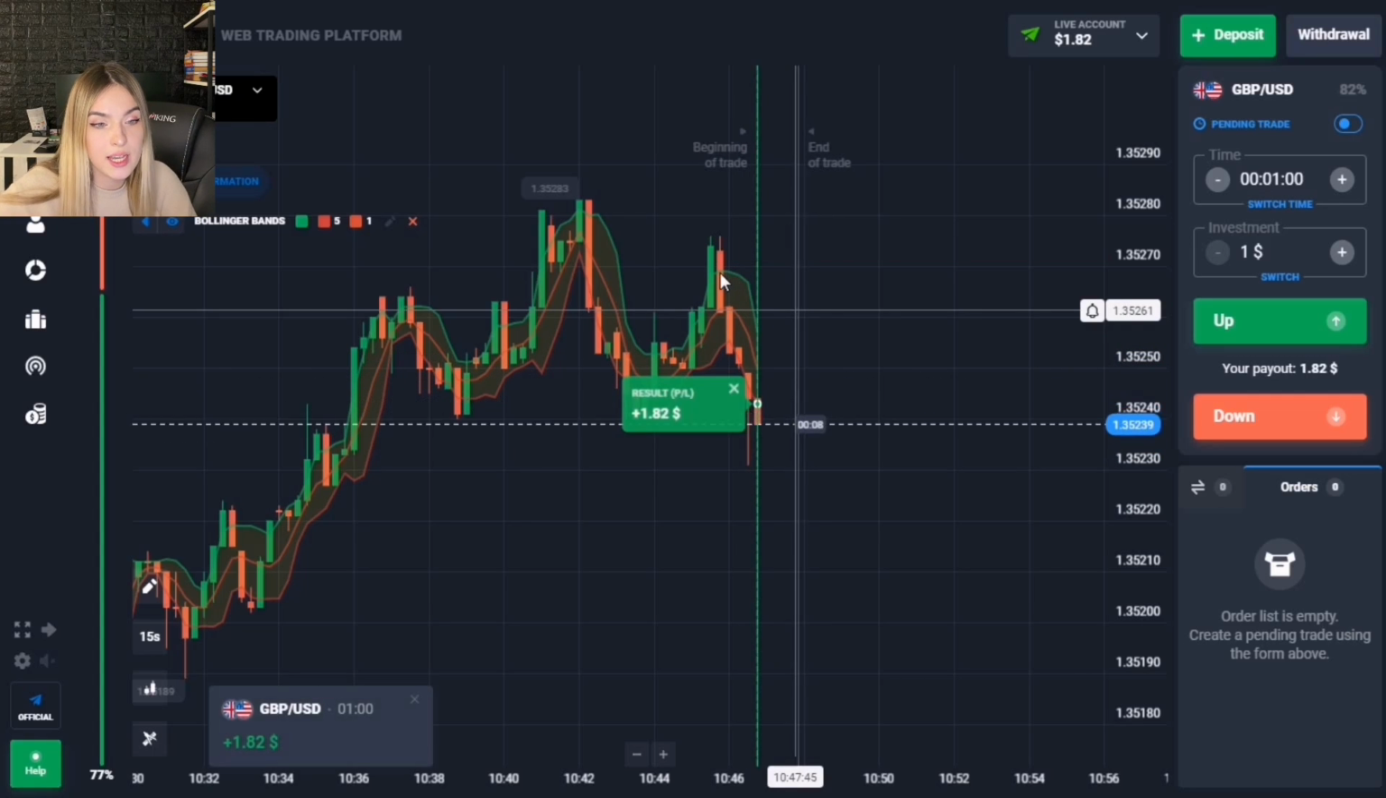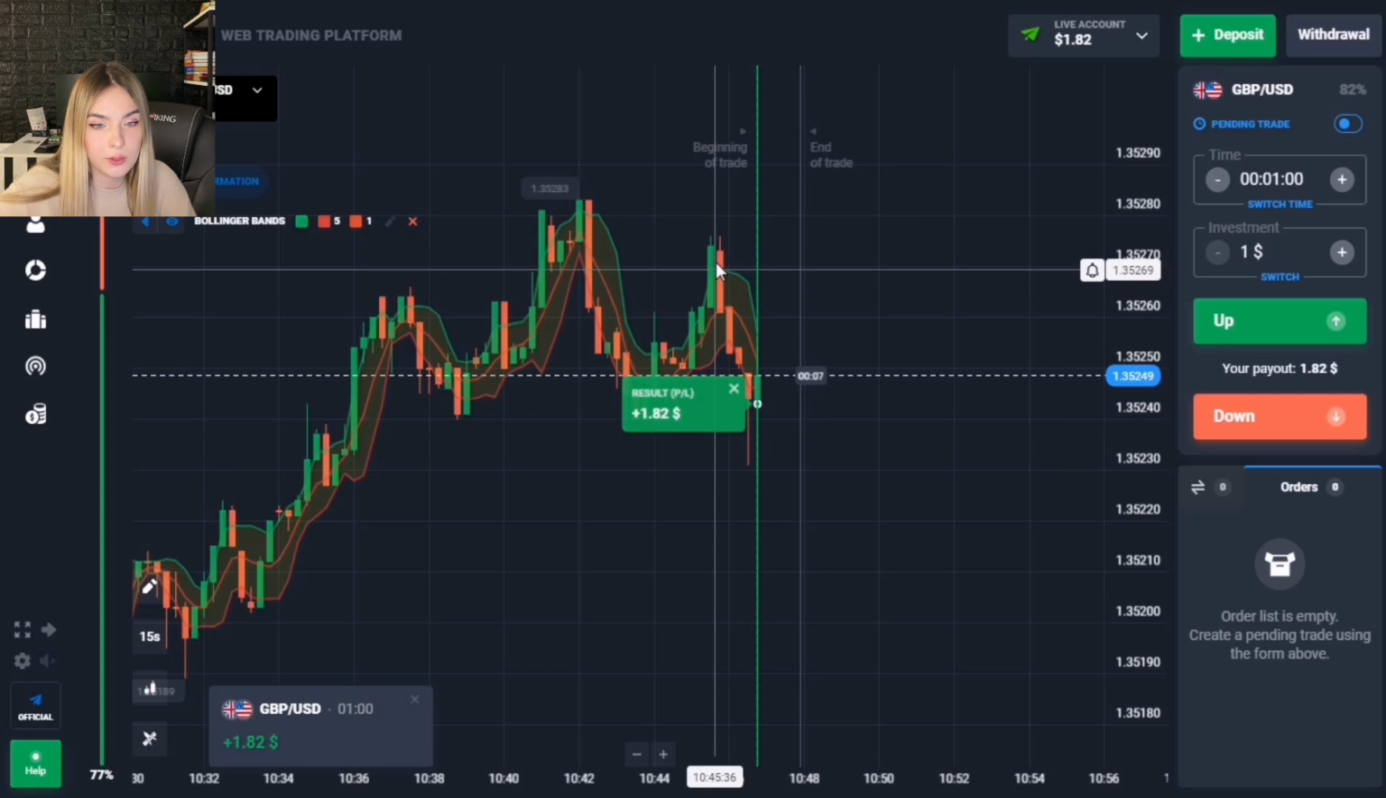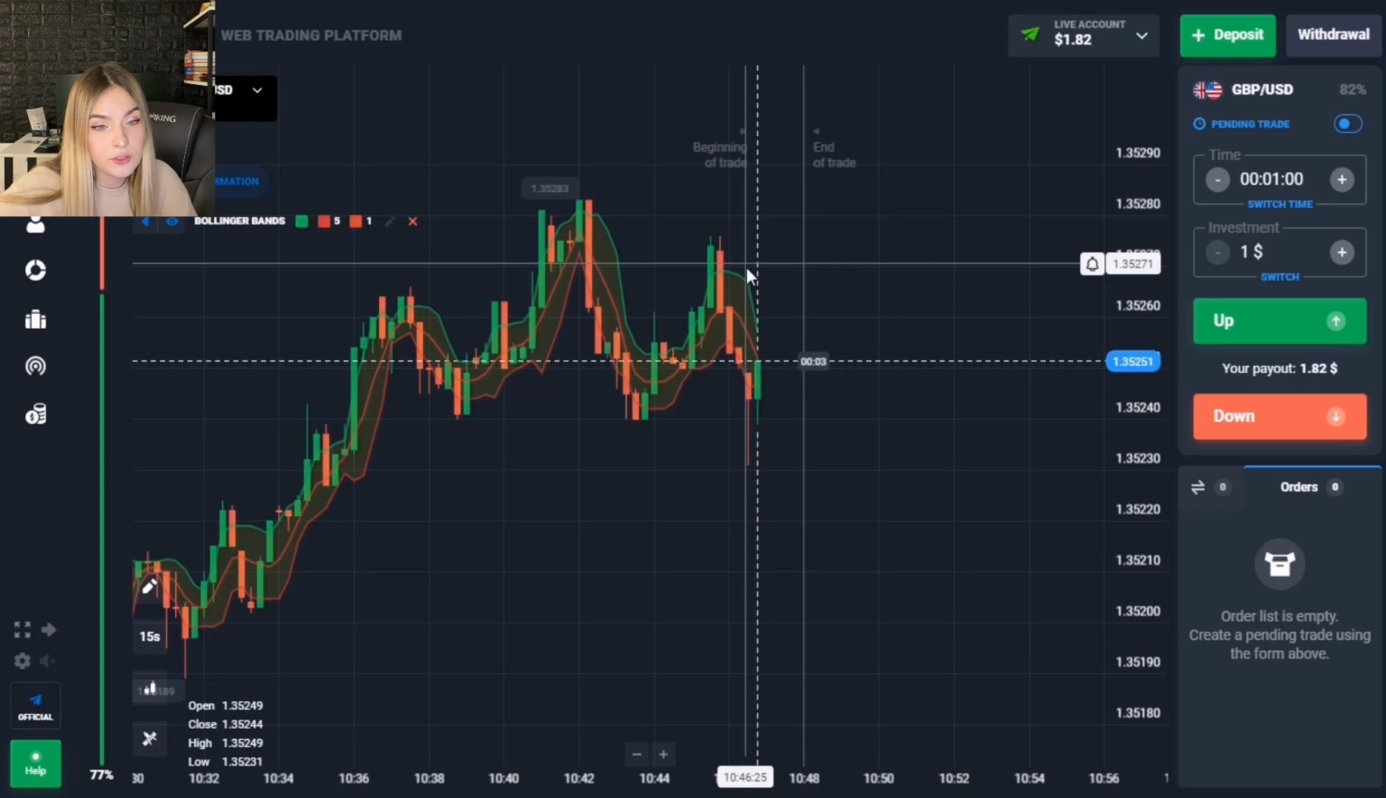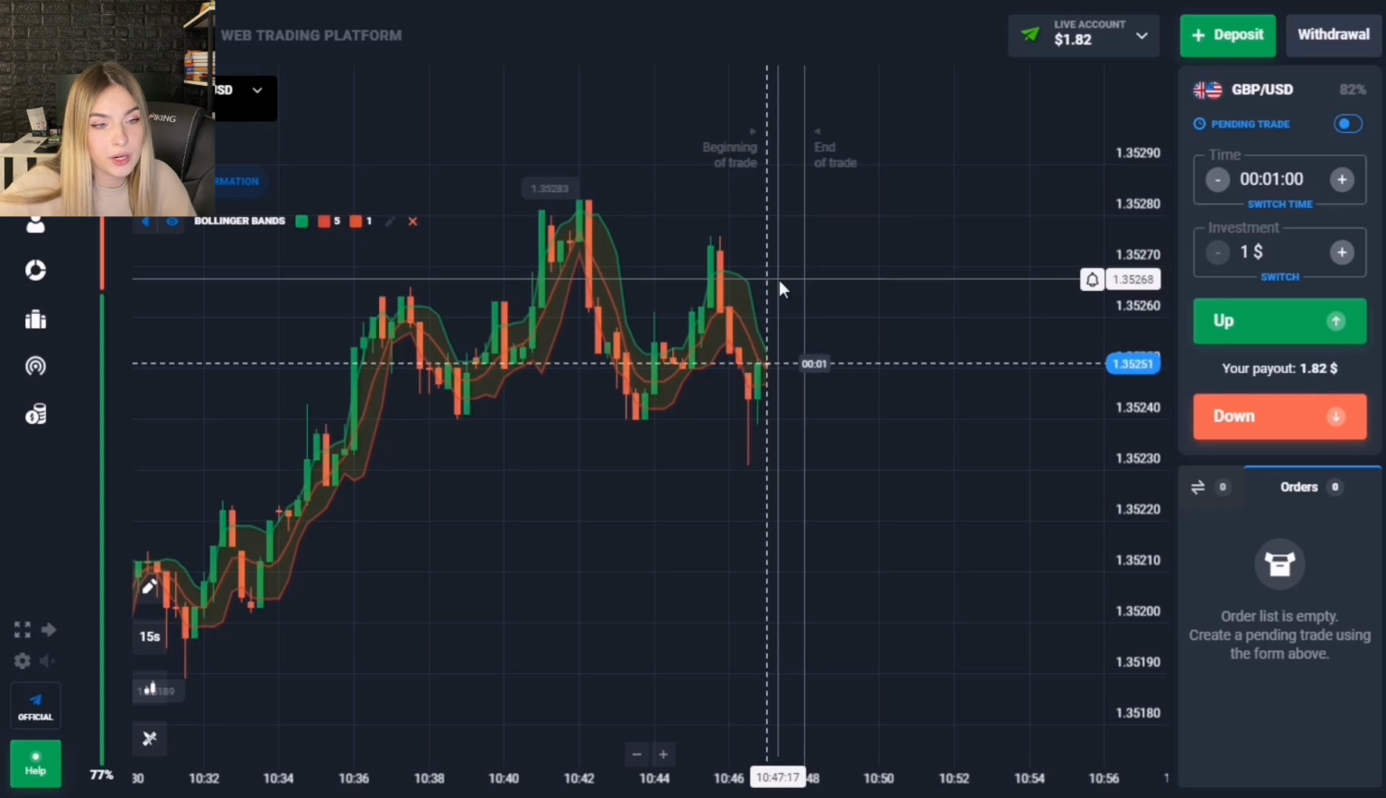Well, quite good friends. As you can see, the price has really pulled back down. We get a profit here. This way you can find entry points. So let's continue and look for the following situations in the market.